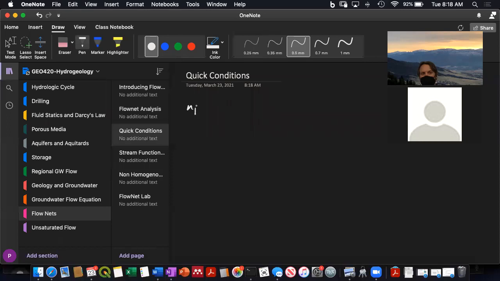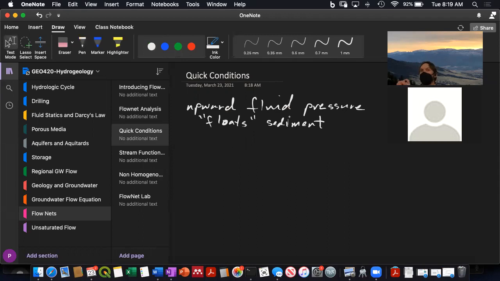So the upward fluid pressure floats sediment. So the grains are no longer sitting on top of each other, they're being held up by the fluid pressure.